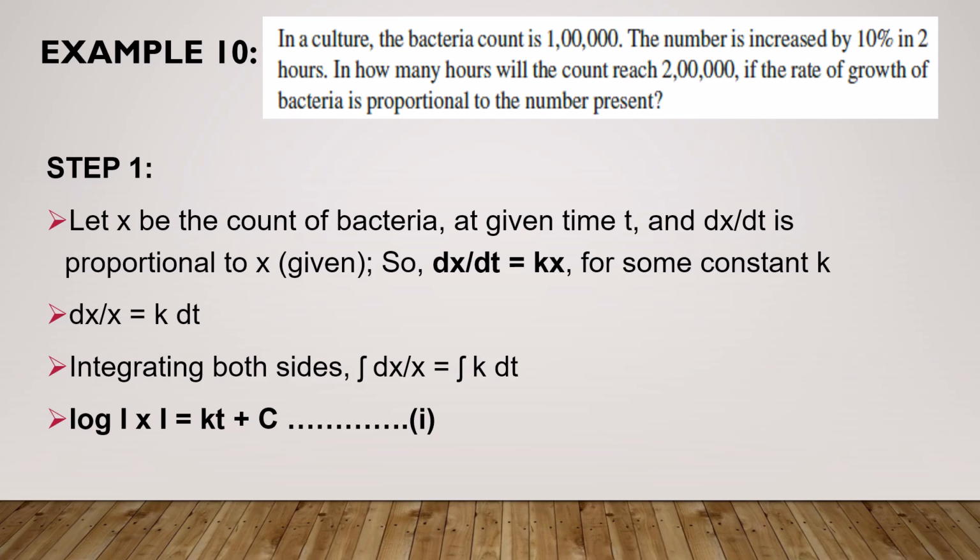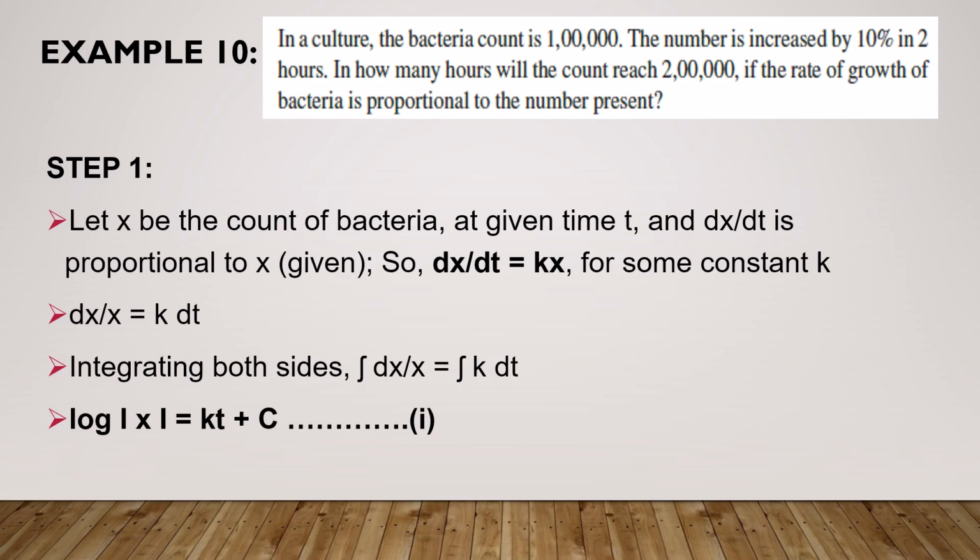Suppose you are having the count of bacteria, just call it x. Let x be the count of bacteria at a given time t. Then dx by dt means its rate of change or rate of growth over here. It is proportional to the bacteria, that means it is proportional to x. So when two quantities are directly proportional, how do you write it? dx by dt is equal to some constant k into x. Correct? So we have an equation dx by dt is equal to k into x for some constant k.